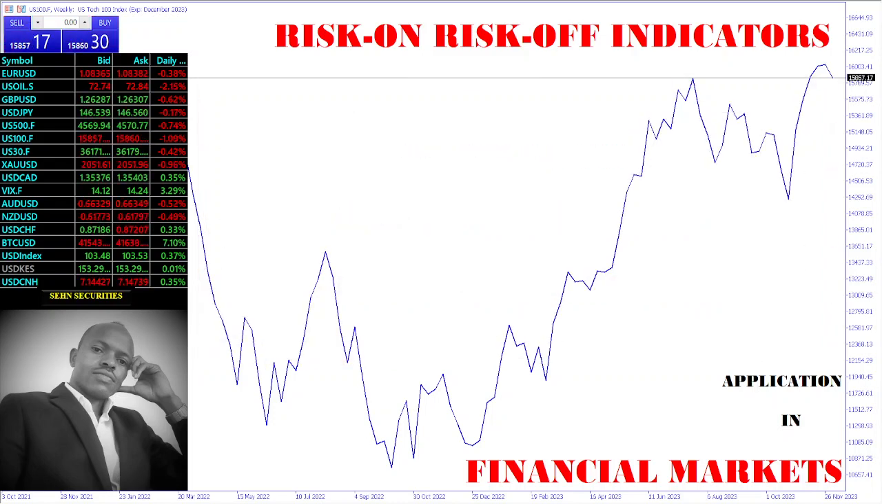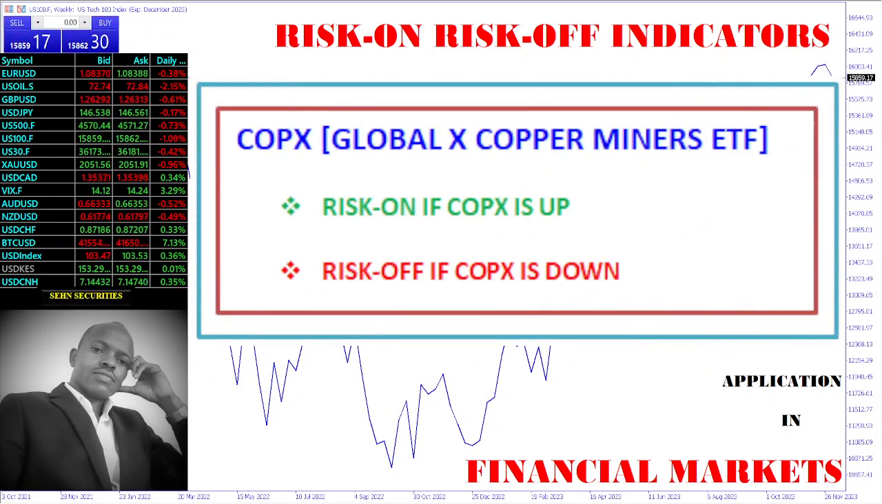The next indicator that's also used in financial markets is the Global X Copper Miners ETF. Copper is a barometer of economic health. It is the most widely used metal after iron and aluminium. As such, it is primarily used in highly cyclical industries such as construction and industrial machinery manufacturing.